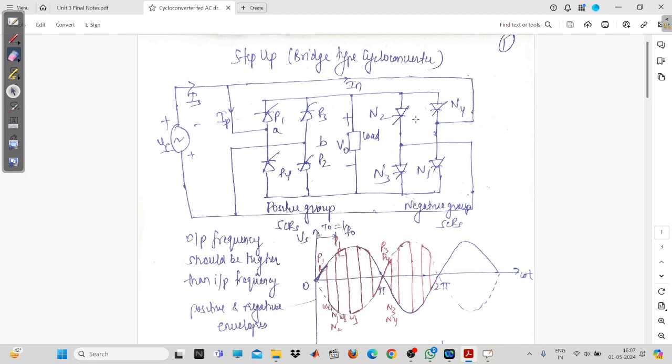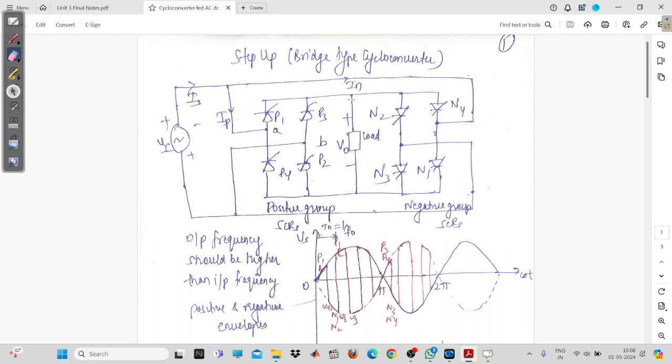So you can increase or decrease the frequency, and this will be quite useful for VFDs because in the VFD you need to vary the frequency. So for that you will have to go for this cycloconverter. Now, as I told you, this cycloconverter can be classified into two types. The first one is the step up and the second one is the step down cycloconverter. So we will be studying this bridge type cycloconverter.